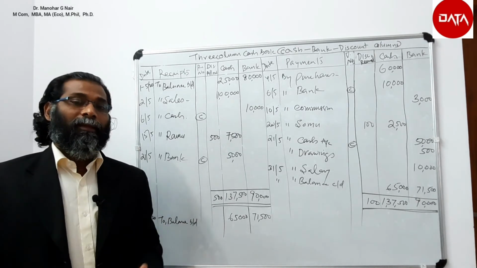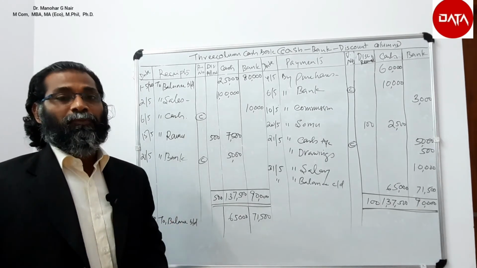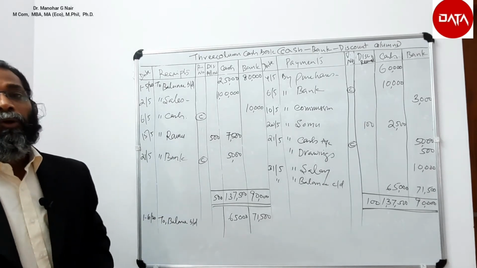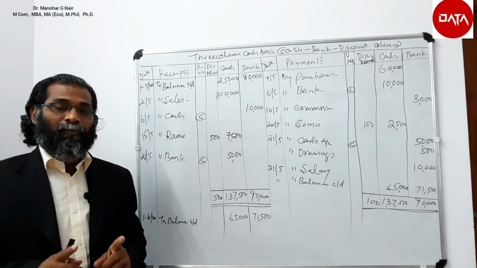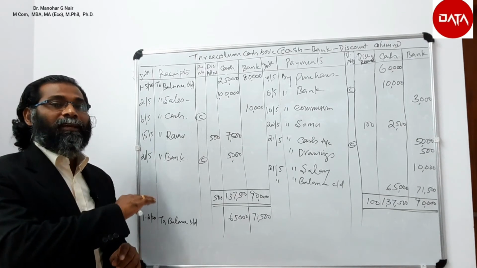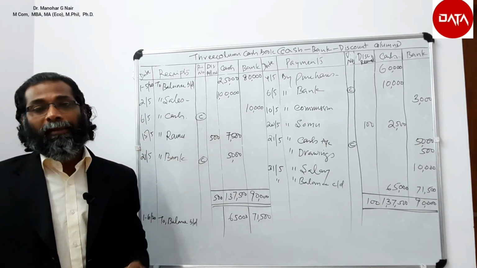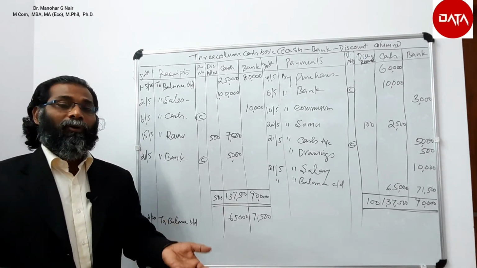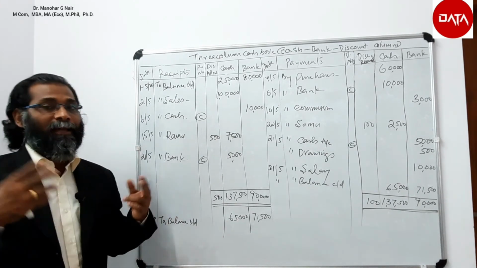So let me repeat it once again. In the 3-column cash book, the important concept that we have to consider is contra entry. Contra entry is nothing but if a transaction makes impact on both sides of the cash book, that is the receipt side as well as the payment side, then such an entry is said to be a contra entry. So while depositing cash with the bank or withdrawing cash from the bank, it will make impact on both sides, that is the payment side and the receipt side.